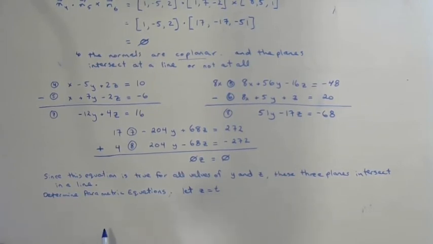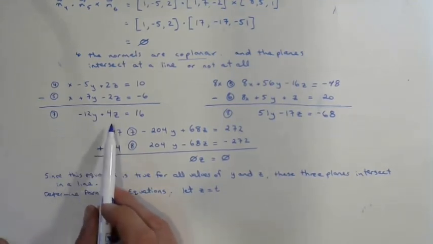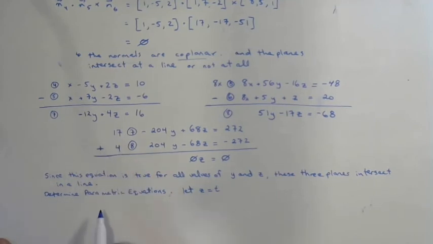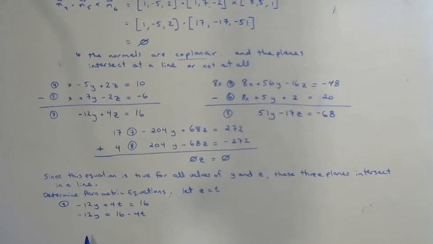Okay, so from equation 7 right here, we have a relationship between y and z. So from equation 7, we are going to get negative 12y plus 4z, and z is now equal to t, equals 16. I have negative 12y equals 16 minus 4t. Now divide both sides by negative 12.